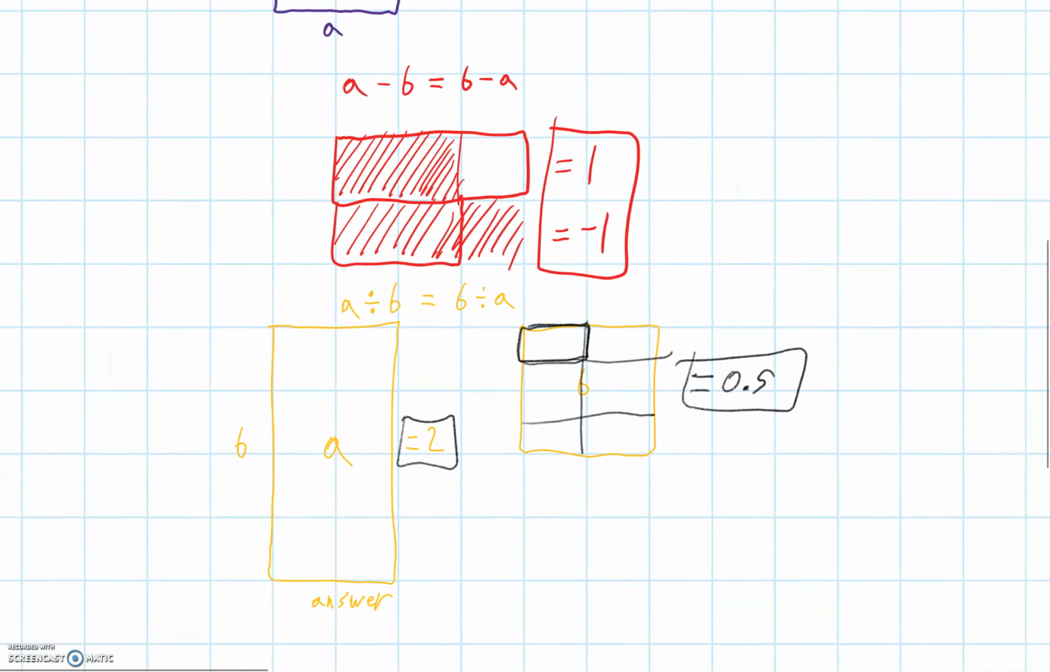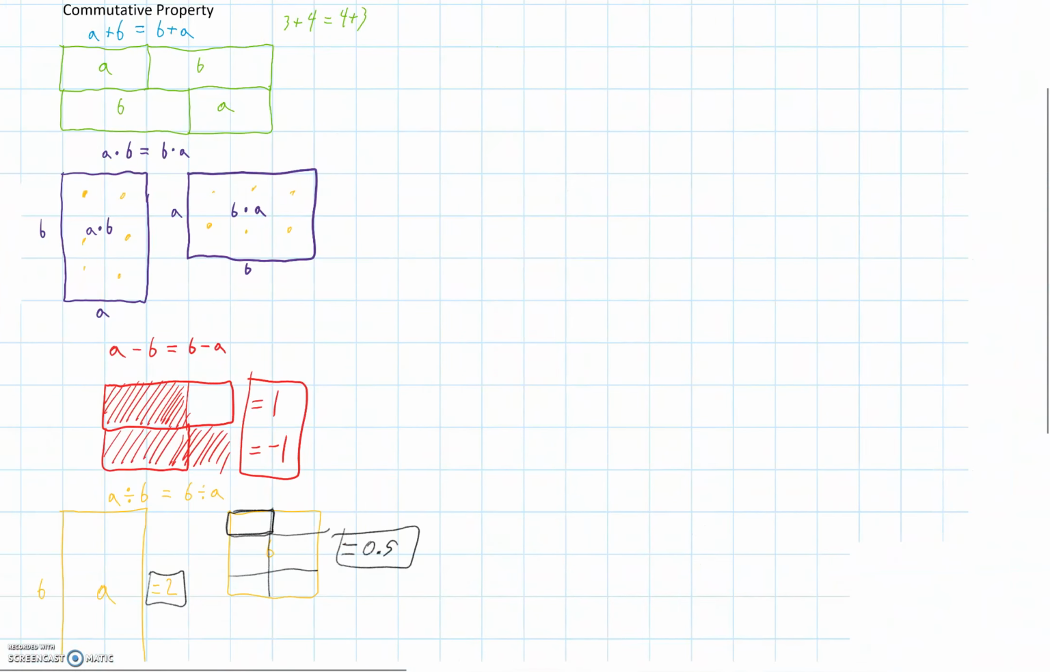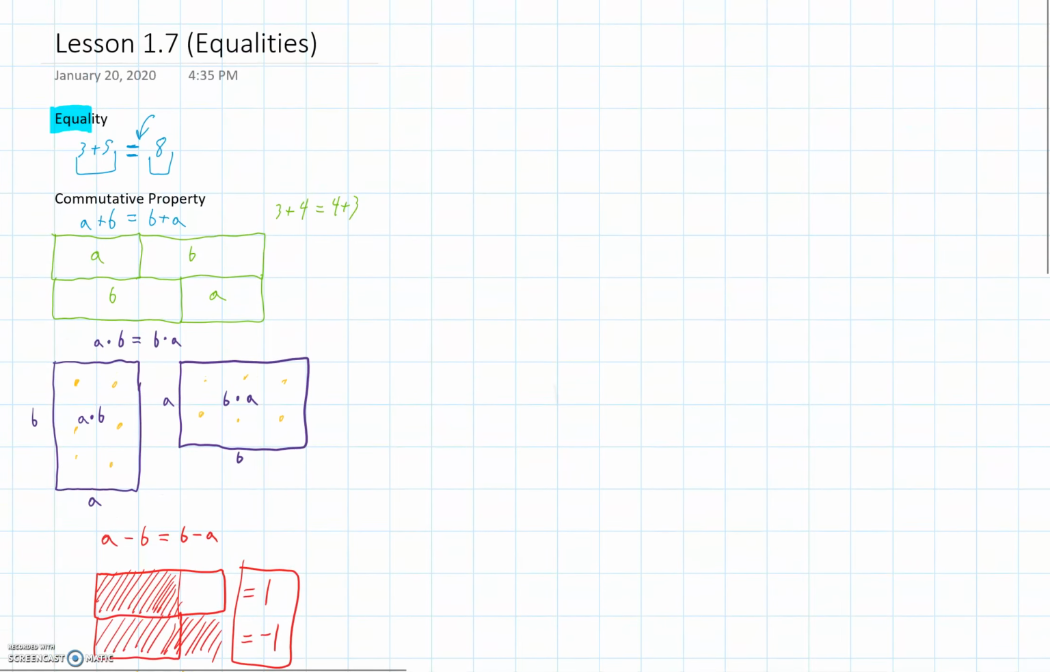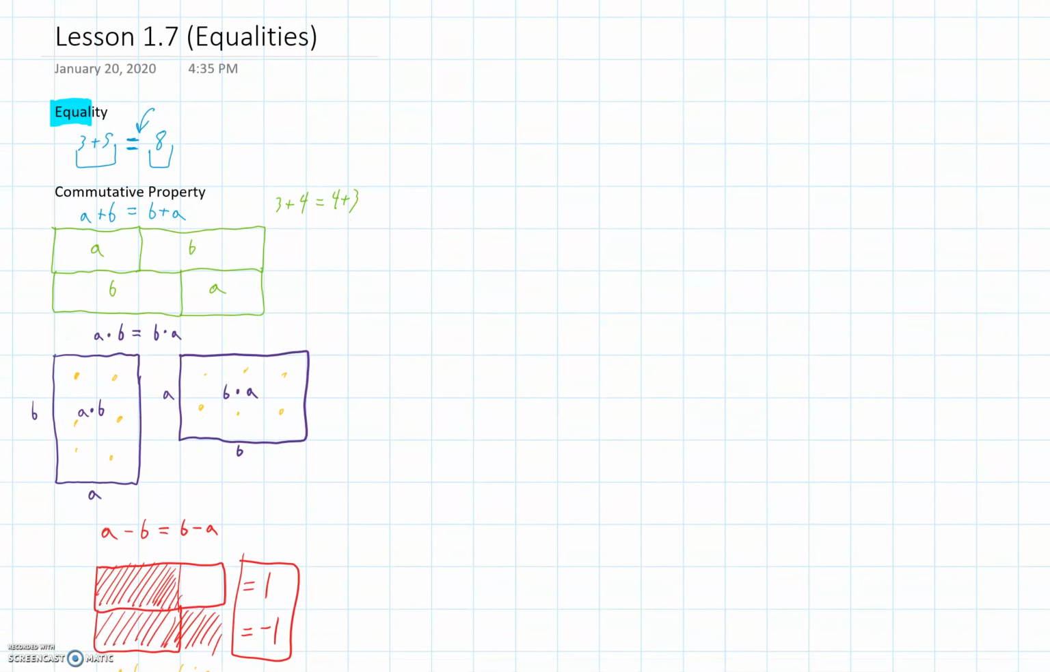So what you can see here is that we have the commutative property for addition and multiplication, but not for subtraction and division. I hope this video helps for 1.7 equalities.